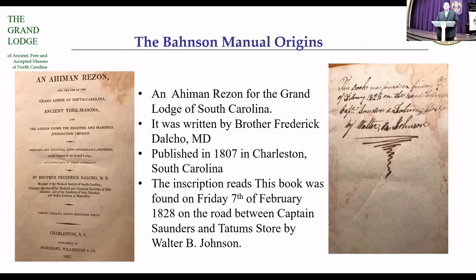Now, the interesting thing about this book is that there's an inscription, and it reads: this book was found on Friday, the 7th of February, 1828, on the road between Captain Saunders and Tatum's store by Walter B. Johnson. So this is all in the area of Farmington Lodge, and at some point in time that book made it to Farmington Lodge. Could this have been a book that Bahnson pulled from for information when he was building the monitor? We don't know, but I think it's fascinating that they have a copy of that in their lodge.